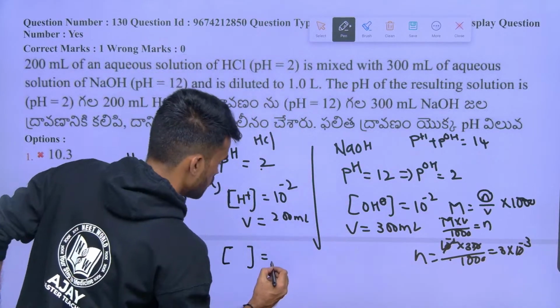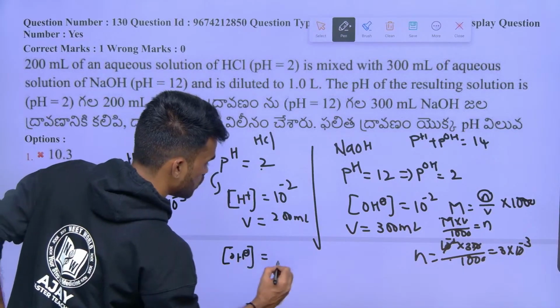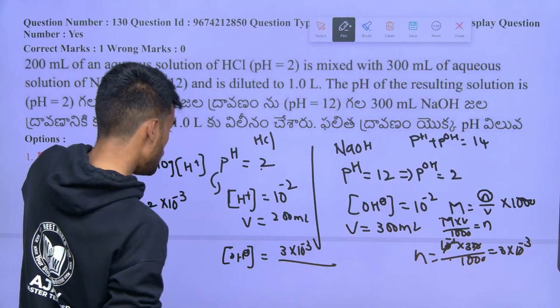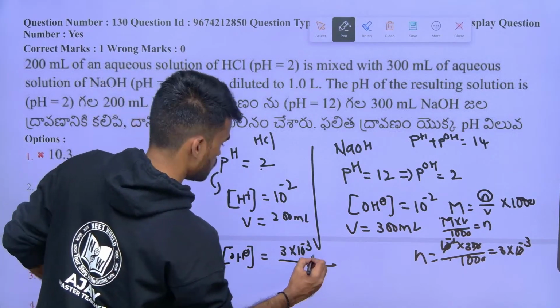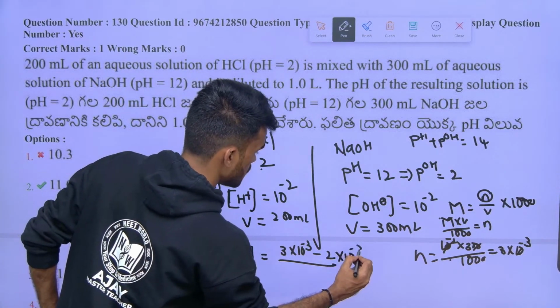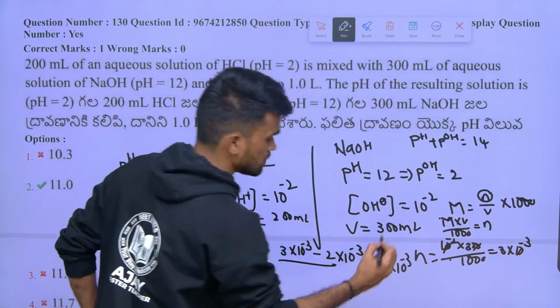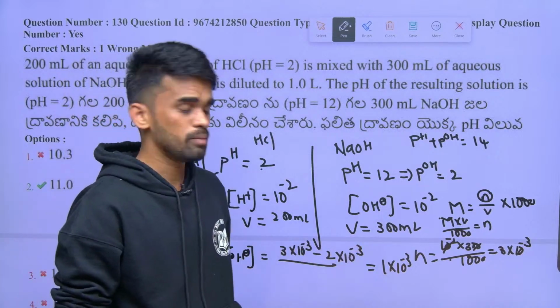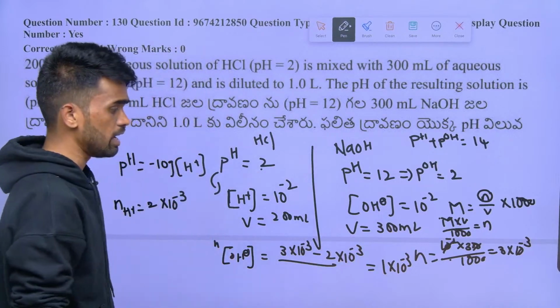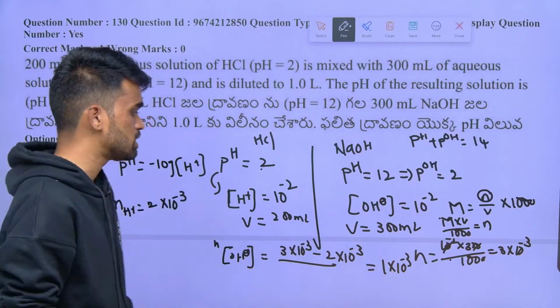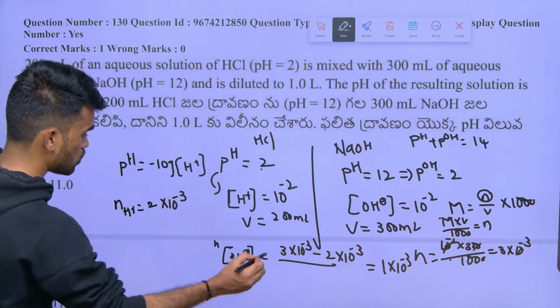So to find the concentration of NaOH, take 3 into 10 power minus 3 minus 2 into 10 power minus 3. From this, what will we get? We will get 1 millimole, which is the number of moles of NaOH we got here, right?